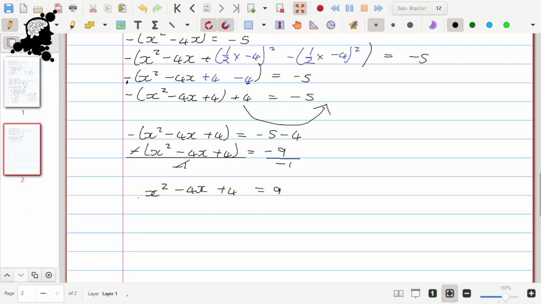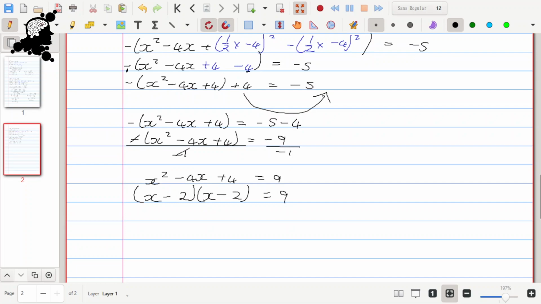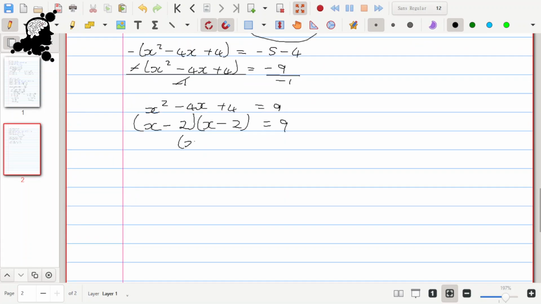I need to factorize the expression on the left. I'm going to have x here, I'm going to have x there. Last term is positive, so the signs must be the same inside the bracket. We take the sign of the middle term, so this is minus, this is minus. The square root of 4, I'm going to take 2 and 2. So, since our brackets are the same, we can write this as x minus 2 all squared is equal to 9. Find the square root on one side, find the square root on the other side.